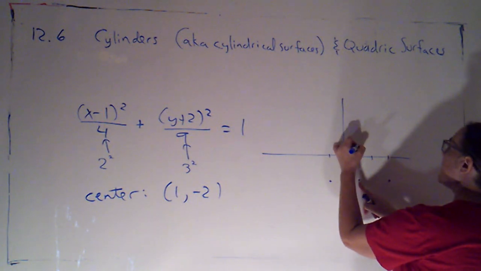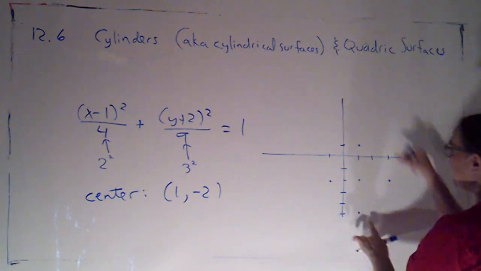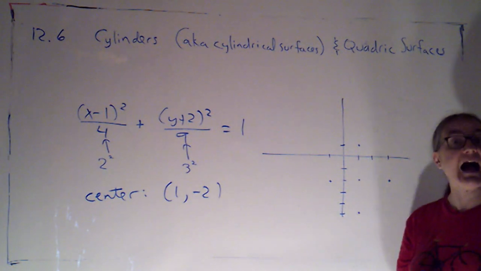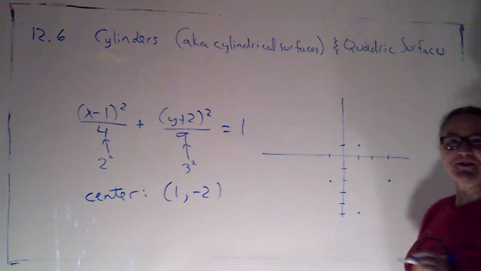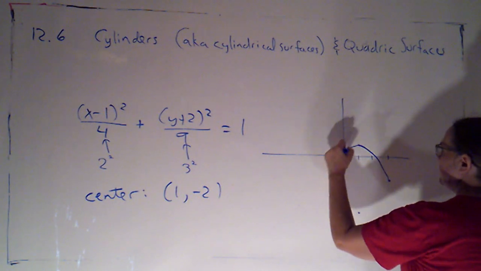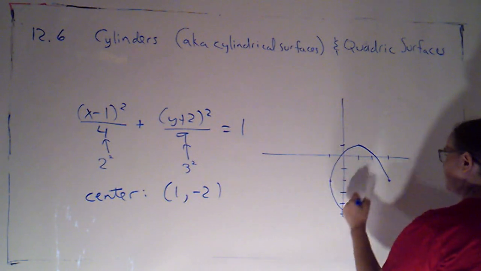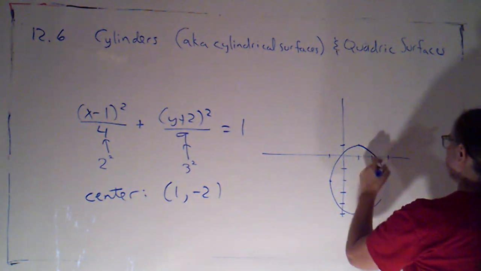So from the center, I'm going to go 3 up and 3 down, and these points are the points that are going to be highest up and lowest down. Once I've drawn those, I don't really need the center anymore, so I'll erase that, and then I can just connect these points with a nice smooth curve. I maybe went a little too far to the right.